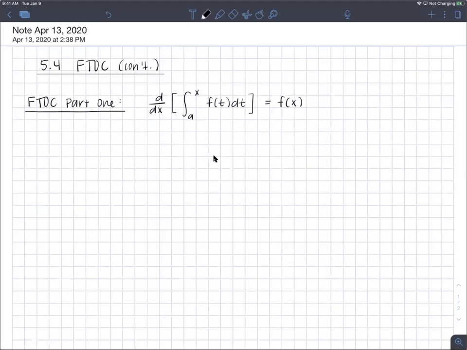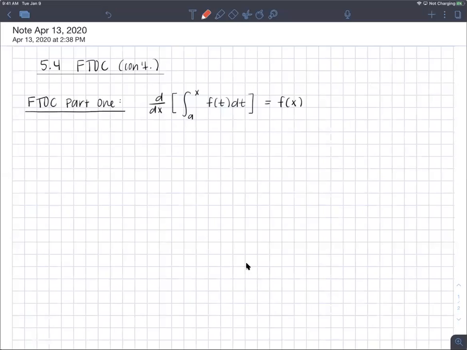You just basically take this x and plug it in here. This derivative and this integral essentially cancel out, right? You can kind of think of it that way. And so this is basically the first part of the fundamental theorem of calculus. The next thing that we had talked about was, okay, but what if, so we did some examples.